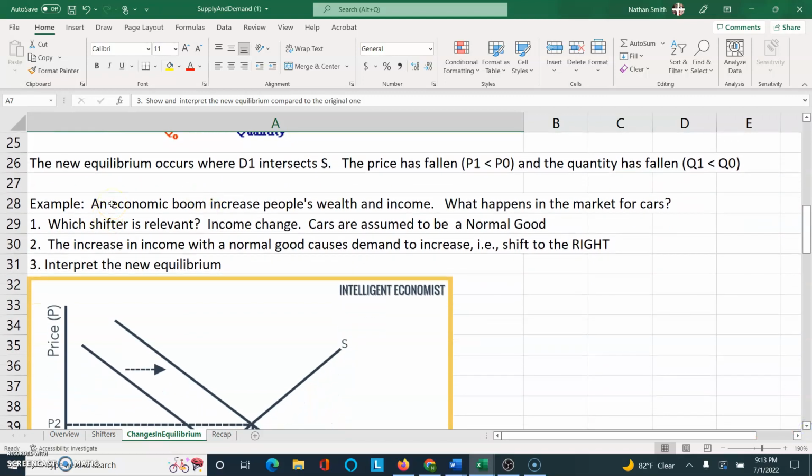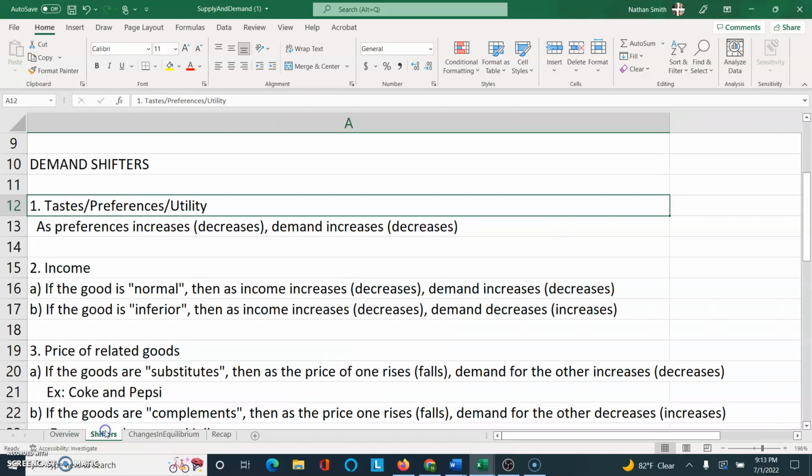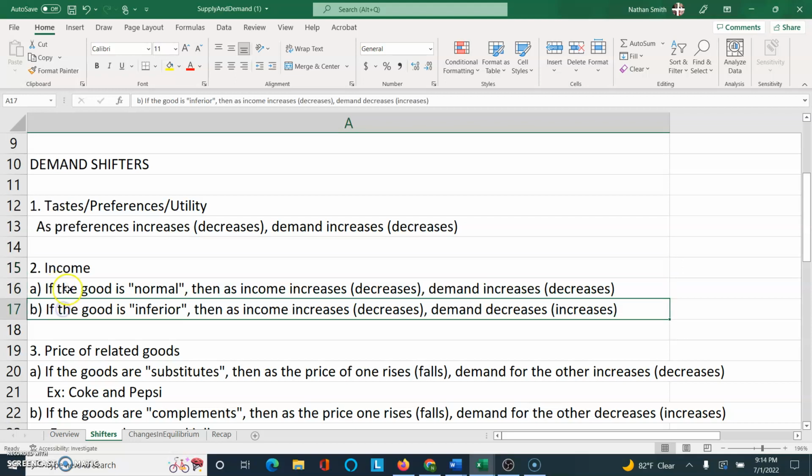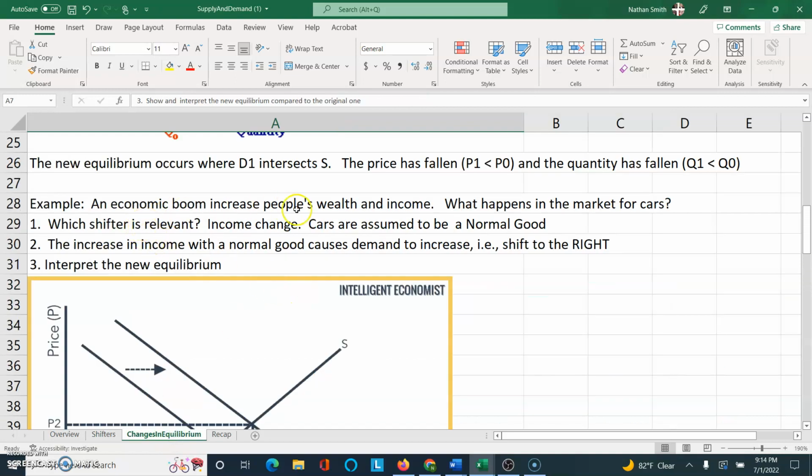An economic boom increases people's wealth and income. What happens in the market for cars? Okay, so again, let's take a look at our list of shifters. Boom, there's income. Income is number 2 in the list. In this case, the good is normal, which means as income increases, your demand for it increases. So let's take a look at our cookbook. It's a normal good. Income has increased, so that means demand for cars is going to increase, which we now know is a shift to the right.